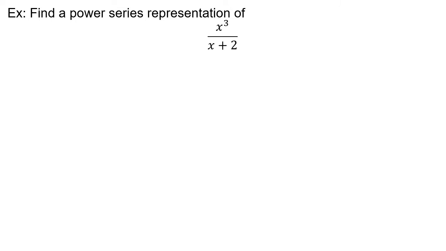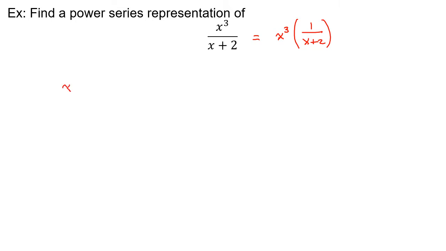Okay, this one's probably a little bit harder, just because you might look at it as x cubed over x plus 2, but really it's the same problem we just did. It is the exact same problem with an x cubed on top. So this is x cubed times 1 over x plus 2. So instead of going through the whole process again, I already know what the power series representation for 1 over x plus 2 was. I just wrote it down.